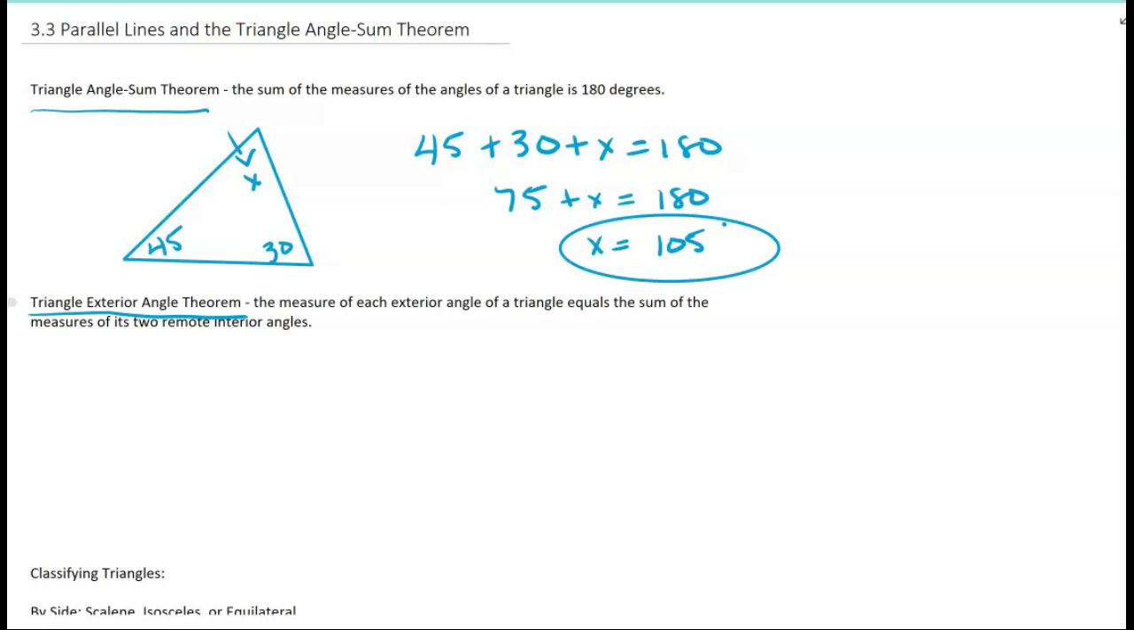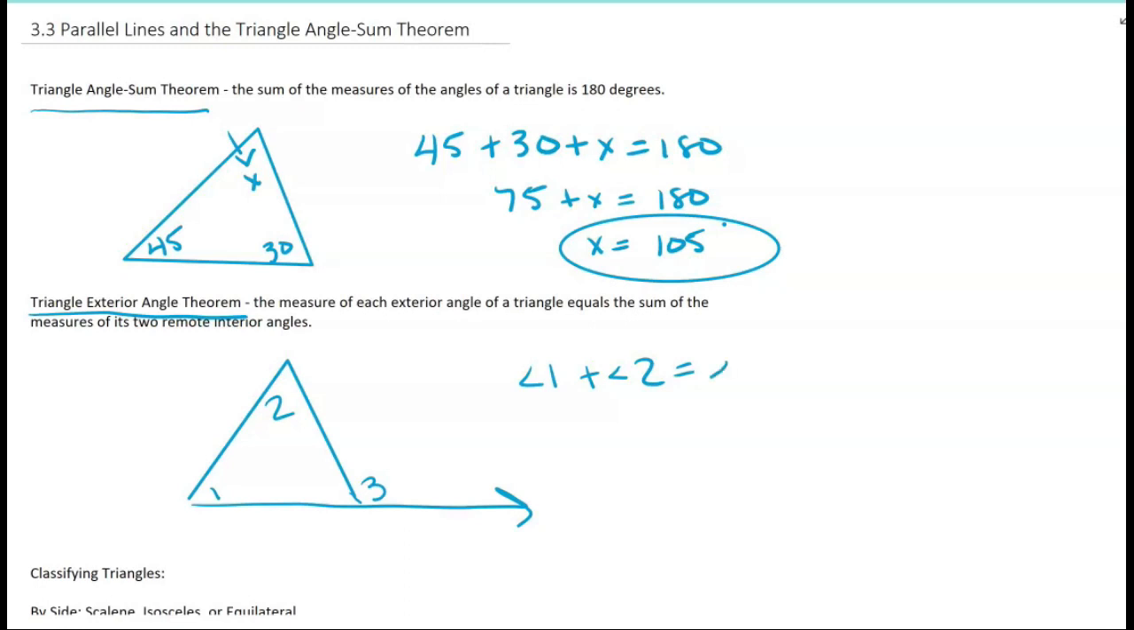is the triangle exterior angle theorem. And this says that the measure of each exterior angle of a triangle is equal to the sum of its two remote interior angles. Okay, so you're probably like, what? But this is basically what we mean. We mean angle 1 plus angle 2 is equal to angle 3.